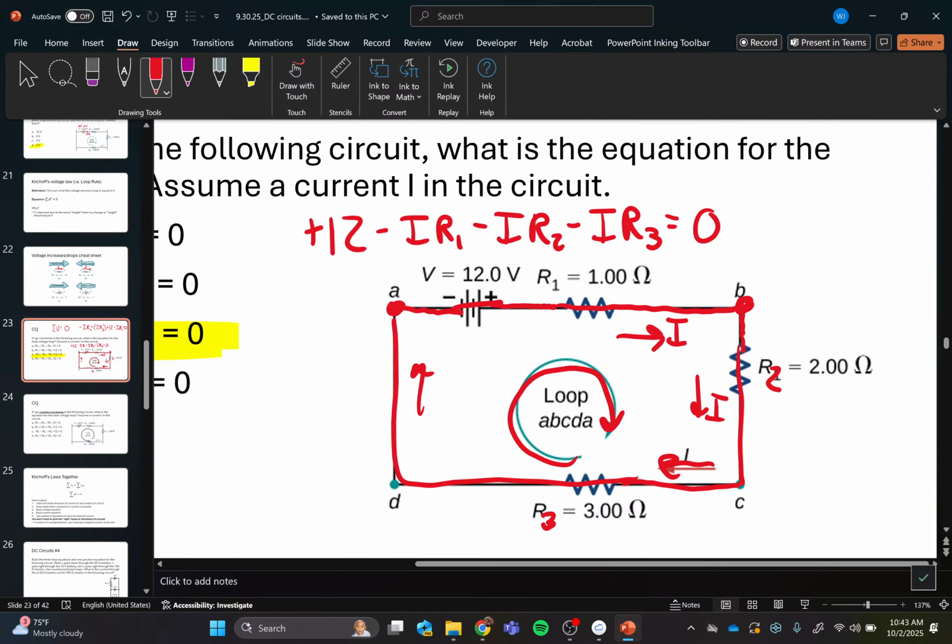This is the voltage rule. This is the loop rule. You walk through your circuit, you walk through a loop, and you build this equation. Electrical engineers are going to have to do this a lot.